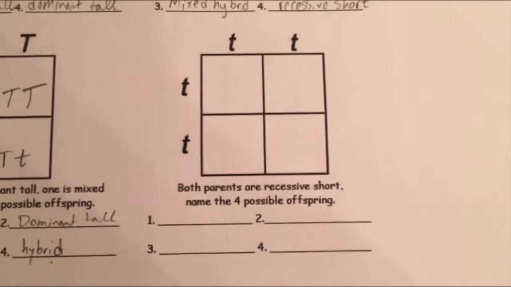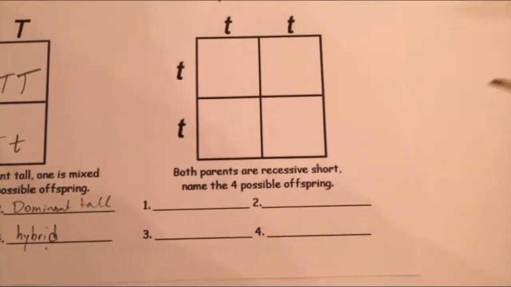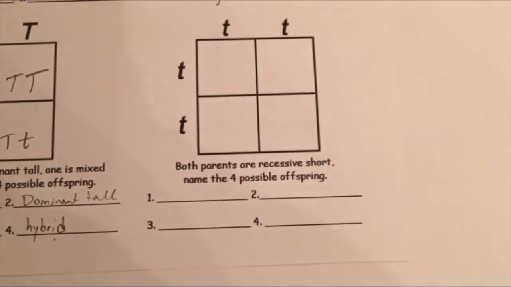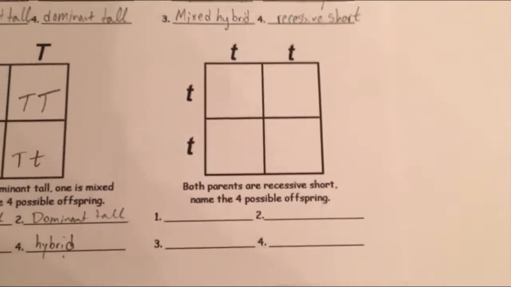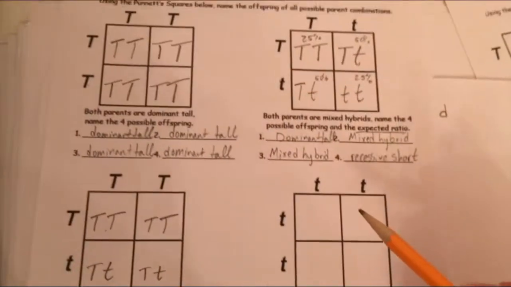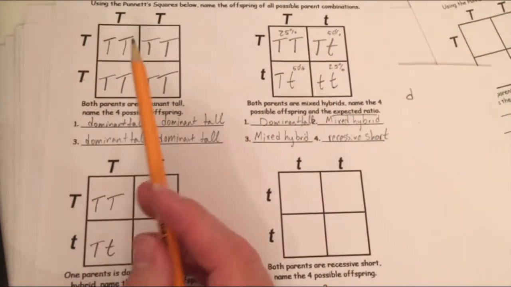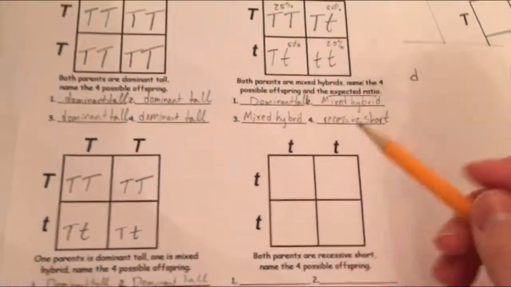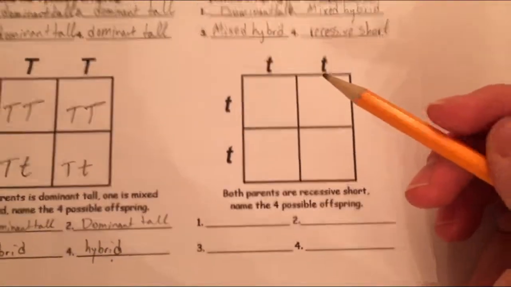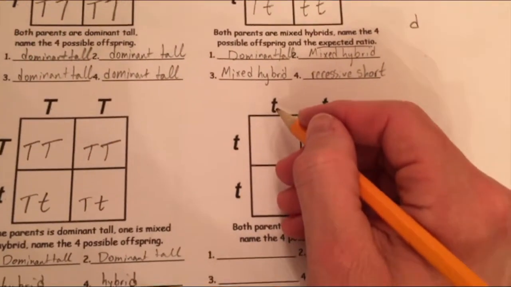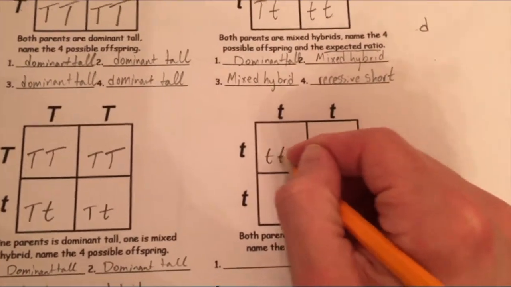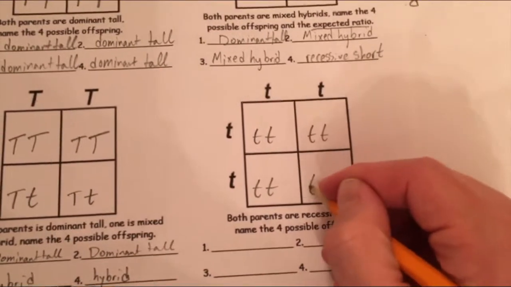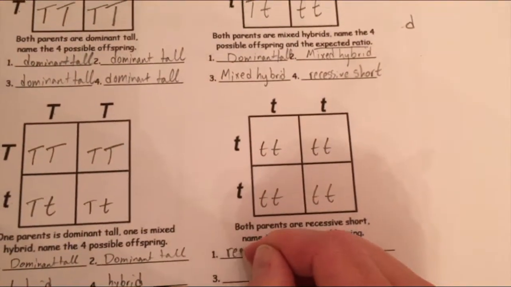Our final example before I show you your assignment for the evening, we have both parents are recessive short. Name the 4 possible offspring. So this is similar to the other ones that we've been working on, particularly the one where they're all dominant talls. These are just all recessive shorts. So when you cross 2 recessives, they all become recessive shorts.